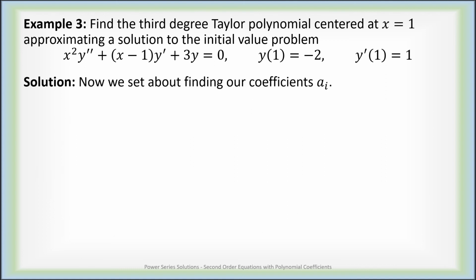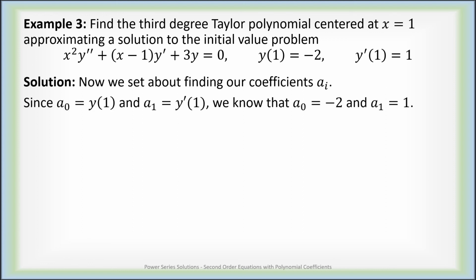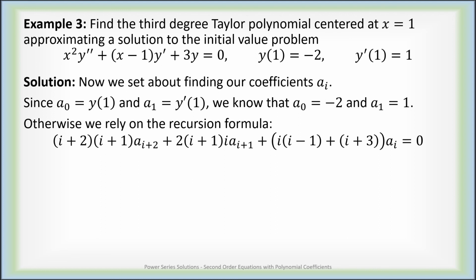Now, in order to find the third degree Taylor polynomial as the problem requests, we just need to find some coefficients a sub i. A sub 0 is just the function y evaluated at the center, and we were given that y of 1 is minus 2. So a sub 0 is minus 2. A sub 1 is just the derivative evaluated at the center, and having been given that y prime of 1 is 1, a sub 1 is 1. Otherwise, we're just going to rely on the recursion formula that we found on the previous slide. Here it was.